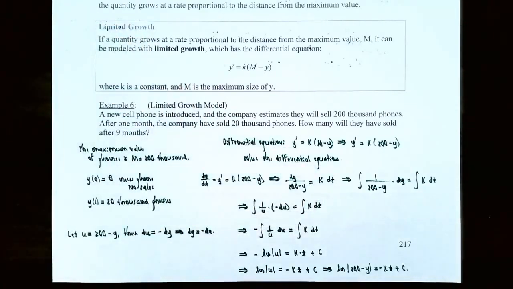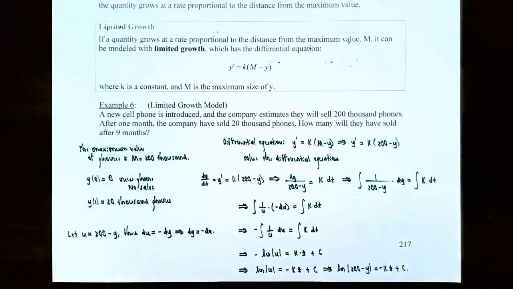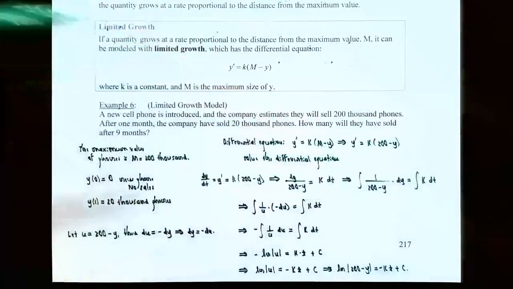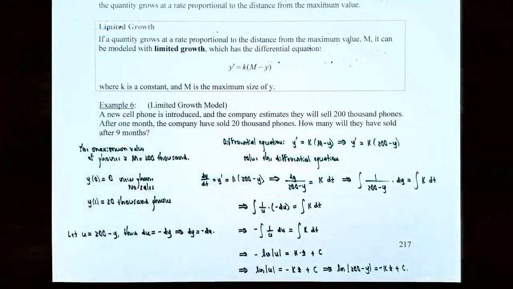So now that we have the differential equation separated, we can integrate both sides of the differential equation. So take the integral on the left-hand side of the equation, 1 divided by 200 minus y dy is equal to the indefinite integral on the right-hand side, k dt. So notice on the left-hand side, we don't have 1 divided by y, we have 1 divided by a function of y. So we need to use the substitution method to find the family of integrals. So let's let u be 200 minus y, the denominator of this fraction.